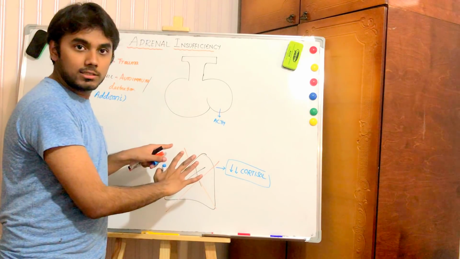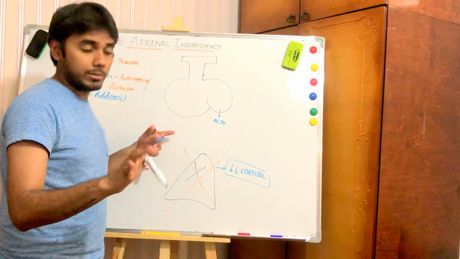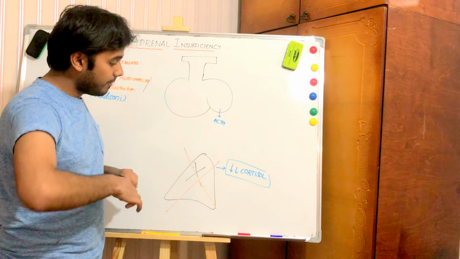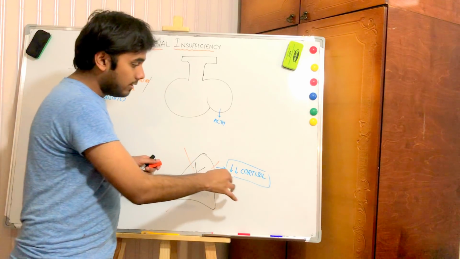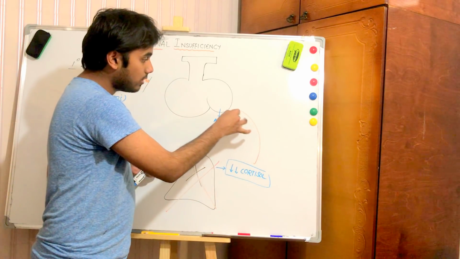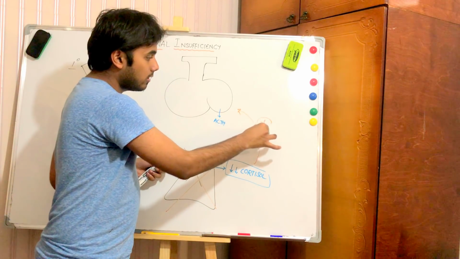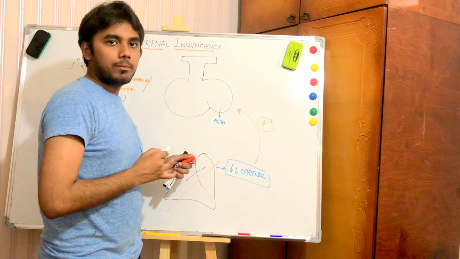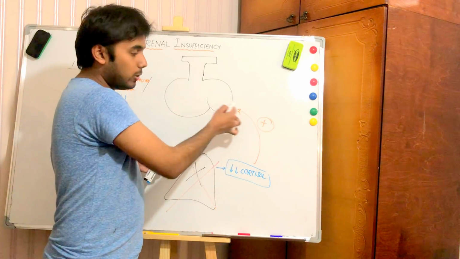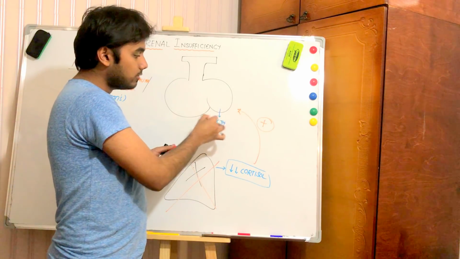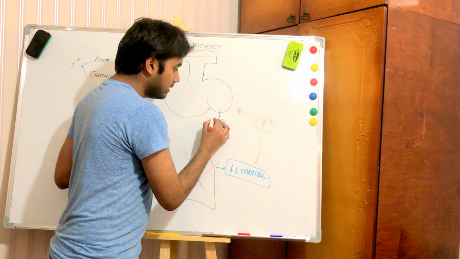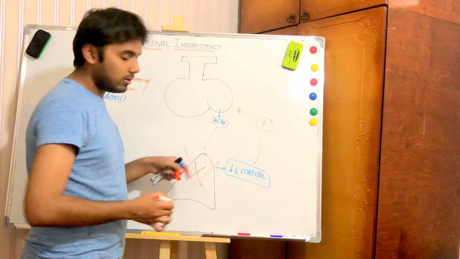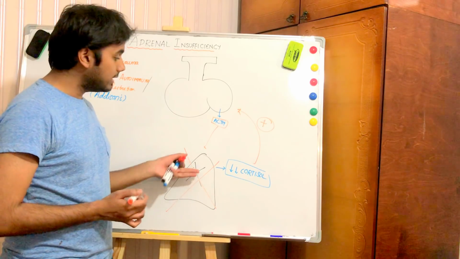But in this case, the same thing happens. Look, in this case what is happening? The adrenal gland is destroyed, decreased cortisol. This decreased cortisol triggers a positive feedback mechanism, not negative. So in this positive feedback mechanism, there will be excessive release of ACTH. Now look, this ACTH, can it act on the adrenal gland? No, because the adrenal gland is destroyed.